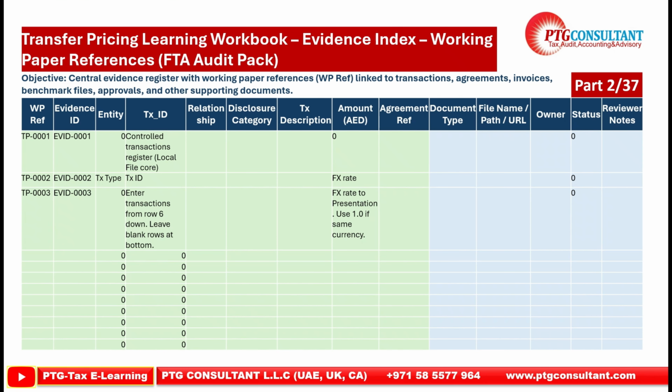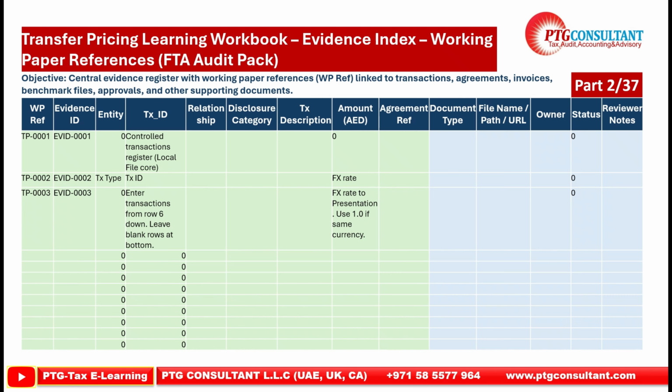You're watching Part 2 of 37 in our UAE Transfer Pricing Workbook series, built to support strong UAE transfer pricing compliance and help you prepare confidently for an FTA compliance audit. In this part, we're covering a very important audit control sheet, the Evidence Index, also known as the Working Paper References Register. The objective here is simple but powerful: to create a central evidence register where every transaction and disclosure line can be linked to the right supporting documents such as agreements, invoices, approvals, benchmark files, calculations, and other audit evidence.